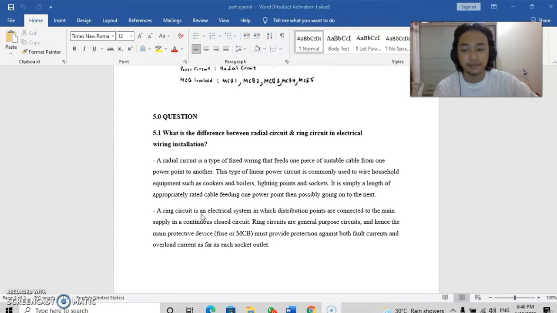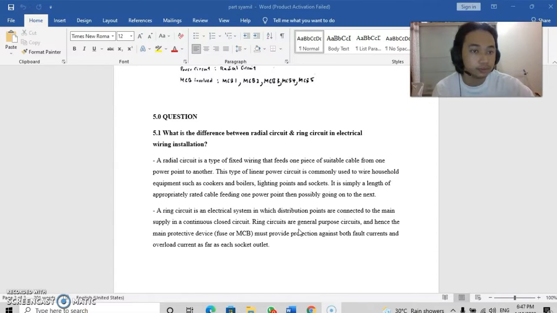Second, a ring circuit is an electrical system in which distribution points are connected to the main supply in a continuous closed circuit. Ring circuits are general purpose circuits and hence the main protective device, fuse or MCB, must provide protection against both fault currents and overload current as far as each socket outlet. So this is MCB, miniature circuit breaker.